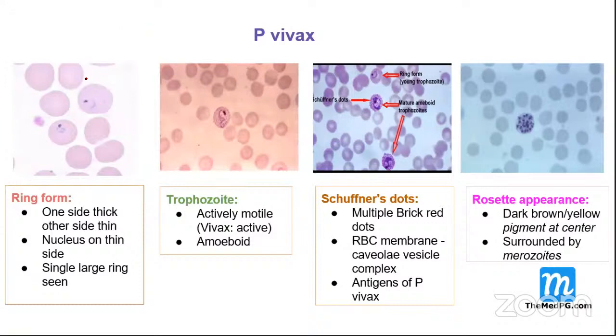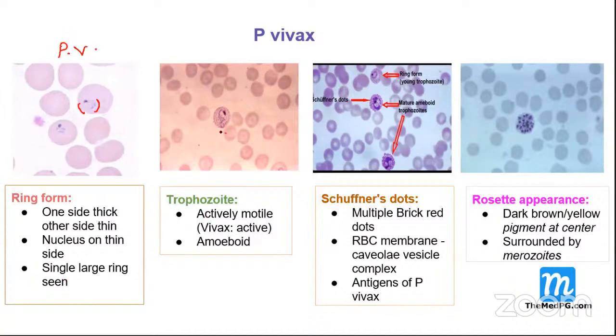Look at this. Nowadays most of the questions are image based. So if this particular image is given and you are asked to identify what type of Plasmodium it is, look at the ring. This side it is thin and this side it is thicker, and the nucleus is more inclined towards the thin side. So it is confirmatory for Plasmodium vivax.